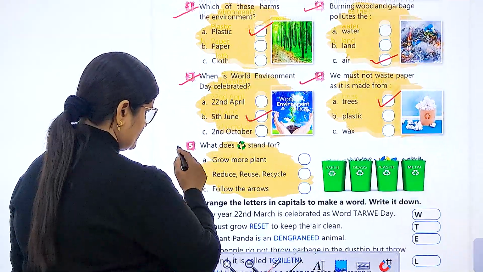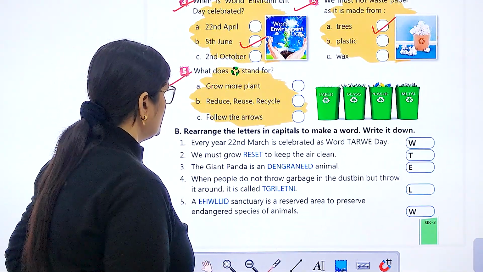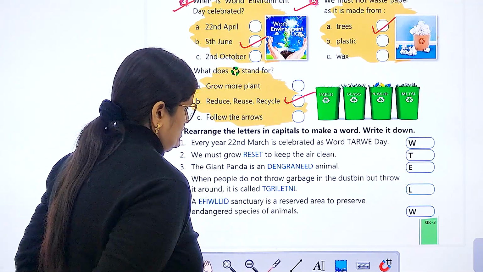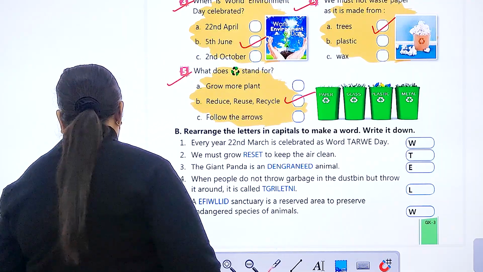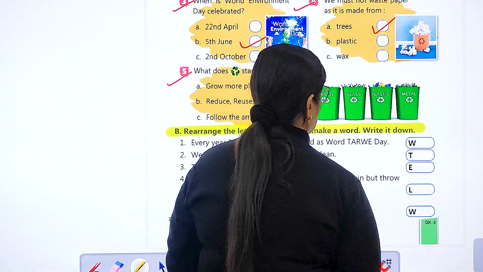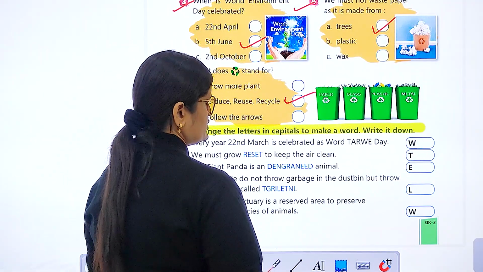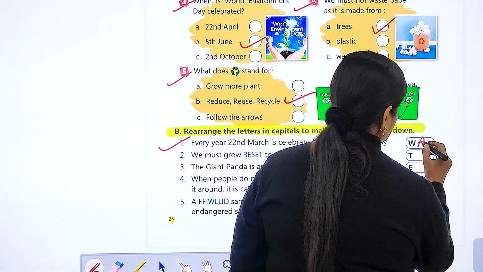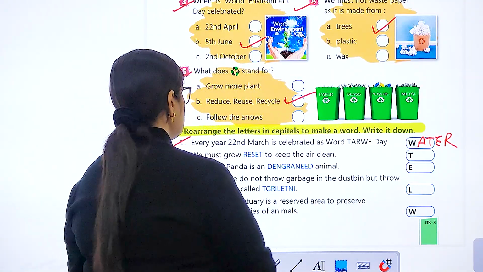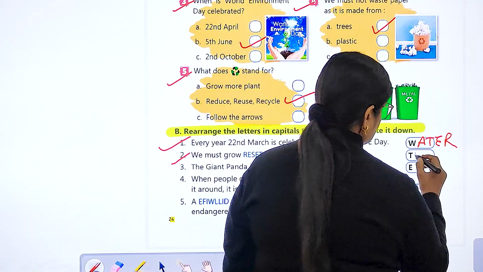Number 5. What does 3R stand for? Reduce, reuse, and recycle. Option B. Question number B. Rearrange the letters in capitals to make a word. Write it down. Every year, 22nd March is celebrated as World Water Day. We must grow trees to keep the air clean. Trees.